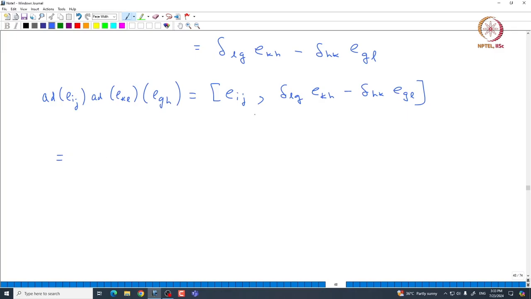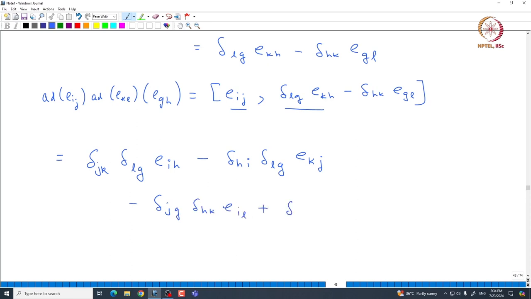Let me just write it down. First you multiply this with this, then you get delta_jk, delta_lg, and then e_ih you get. Similarly, minus delta_hi, delta_lg, e_kj you get. Then minus delta_jg, delta_hk, e_il you get, plus delta_li, delta_hk, e_gj you get. So this will be the term.